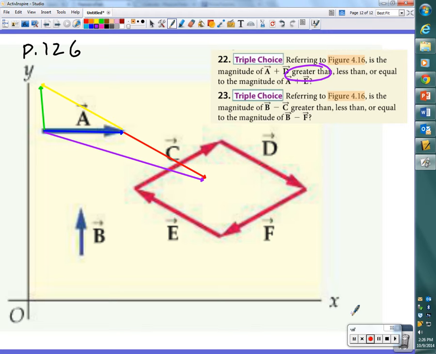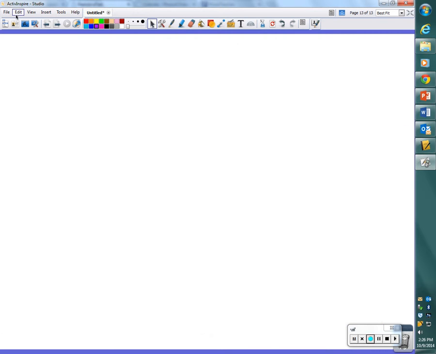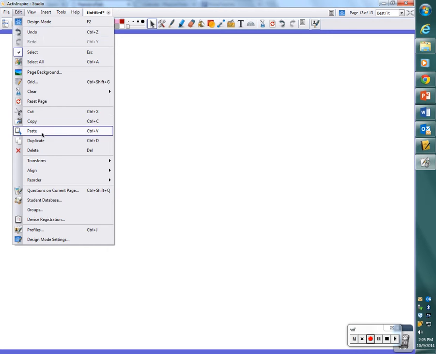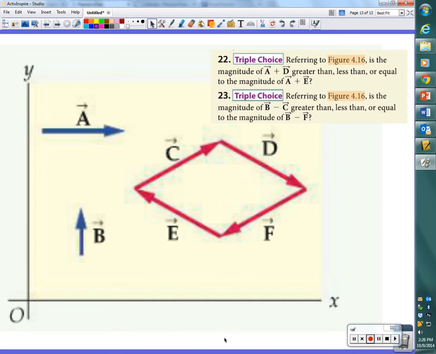All right, good here. Okay, I'm going to do this on the computer because I can do it a lot faster. This and this. Okay. Question number 23 says, referring to figure 4.16, is the magnitude of B minus C greater than, less than, or equal to the magnitude of B minus F?